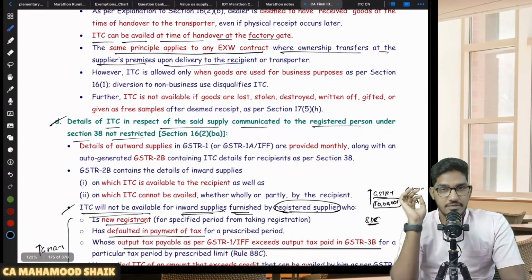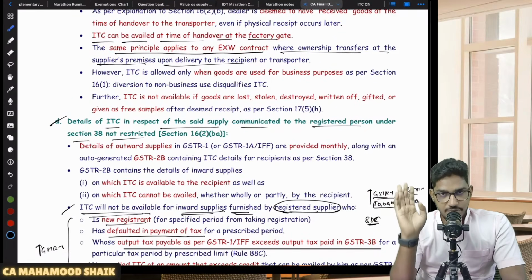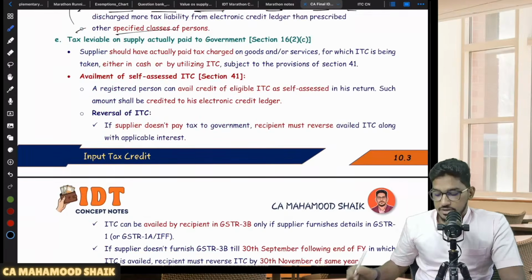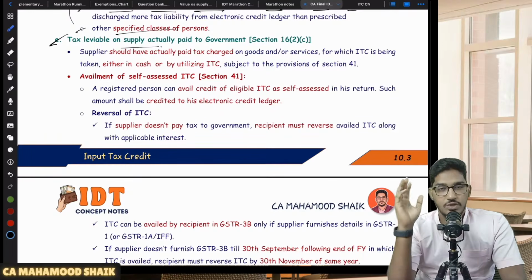Whatever ITC has been communicated to you in your GSTR 2B should not be restricted. It should not be under the restriction category. It should be under the available category. Next condition: tax leviable on supply should actually have been paid to the government. So what are they saying?